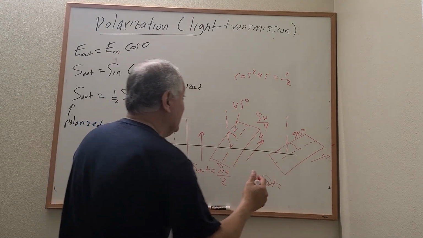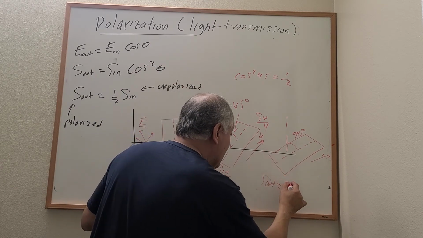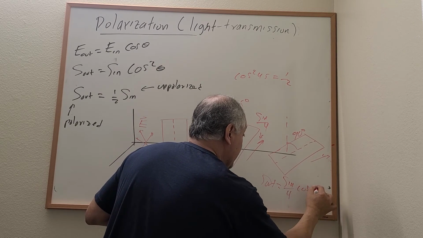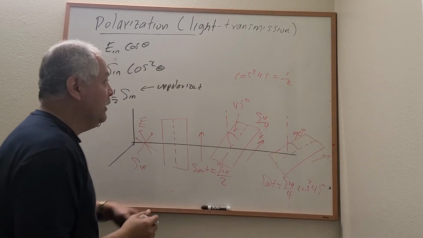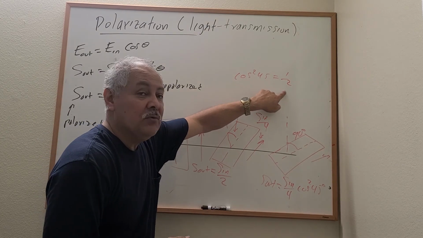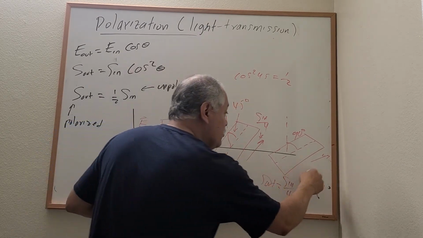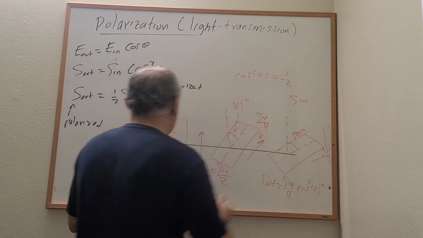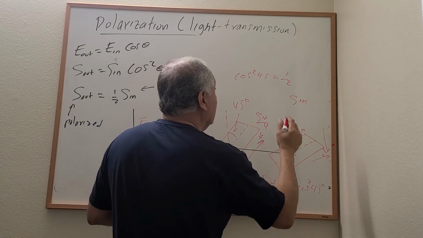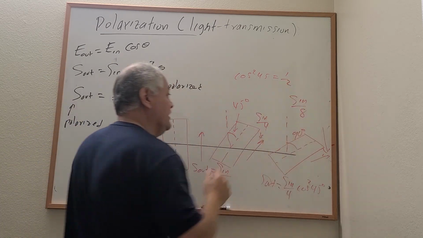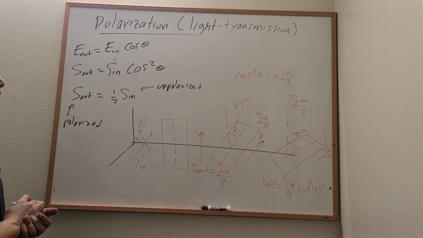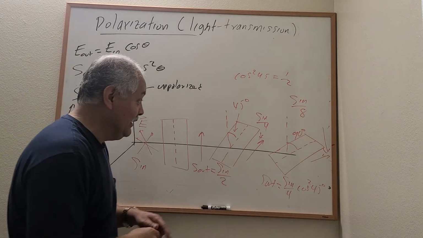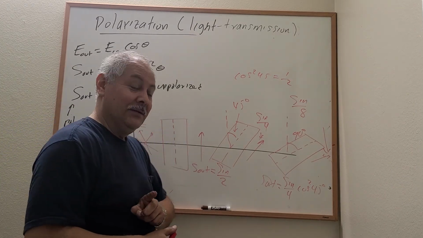It's going to be the incoming intensity times cosine 45 degrees squared. But cosine 45 degrees squared equals 1/2. So what should be the intensity at the end? The initial one divided by 8, correct? Divided by 8. Again, that happens because the electric field is a vector.